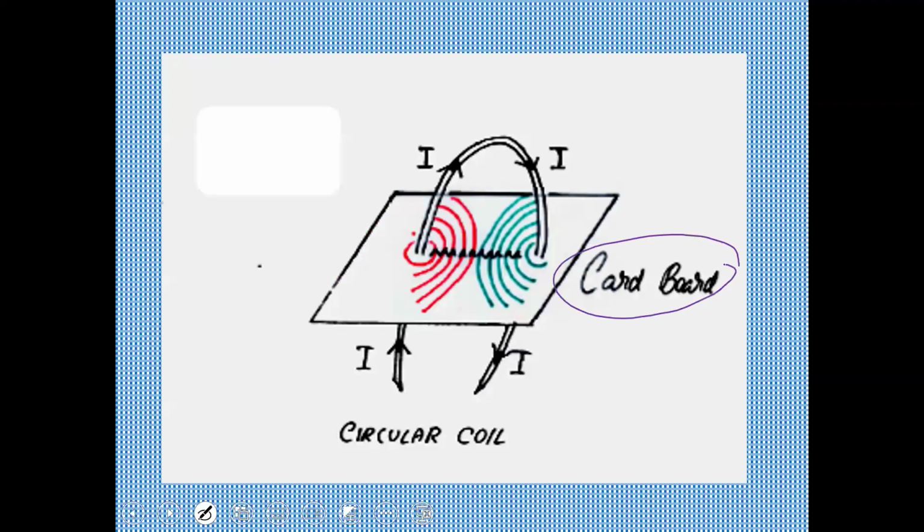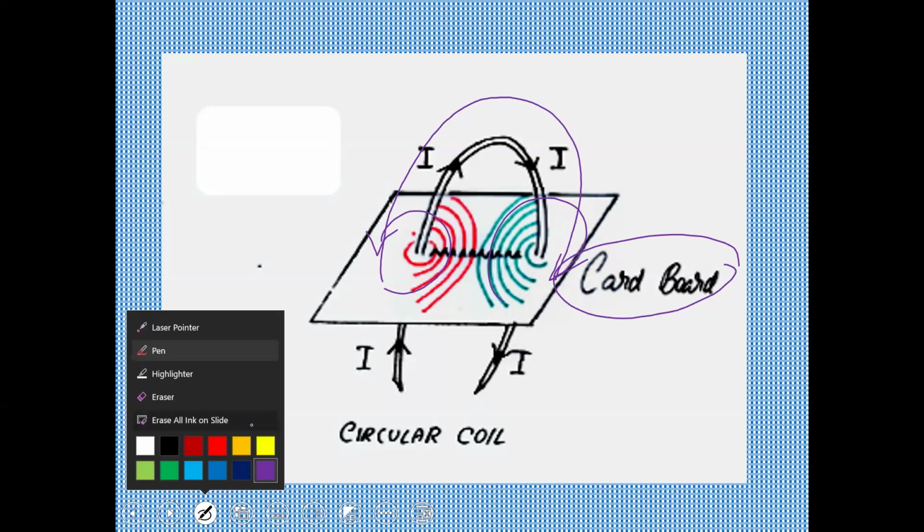You have a cardboard. From one side, the wire is going up. The same wire is coming down from the other side. Now, there are two sides of the wire. One side, we are creating a red field. On the other, we are creating a green-blue field. Why are the field directions opposite? According to Fleming, the right hand grip rule. Look at the direction: on one side the direction is clockwise, and on the other side the direction is anti-clockwise.